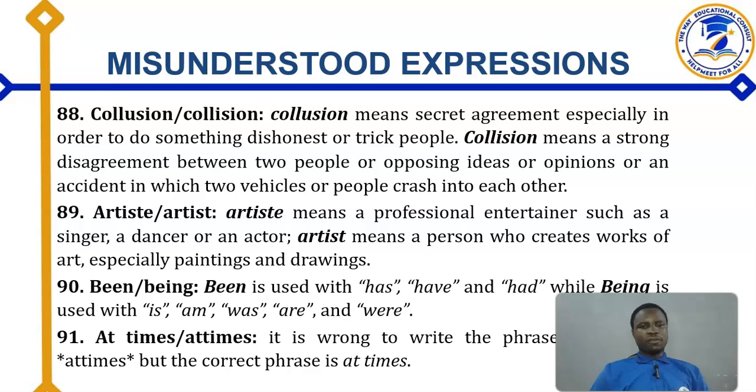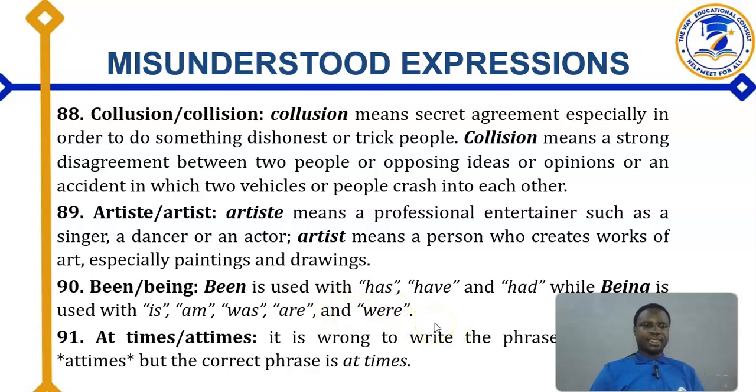Are we together? Don't forget the use of been and being. When you have have, has, and had before the choice of been and being, you are going to go for been: has been, have been, and had been. But when what precedes the verb is is, am, was, are, and were, that is, the other five be verbs, then you are going to go for being: is being, am being, was being, are being, and were being.